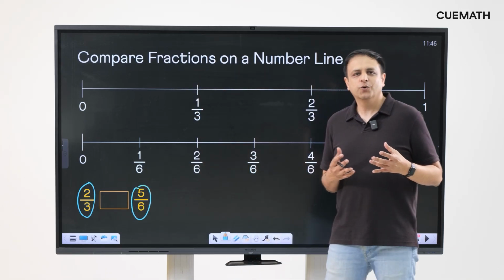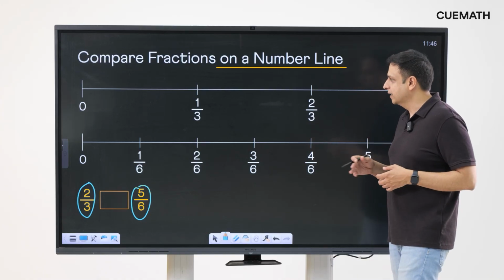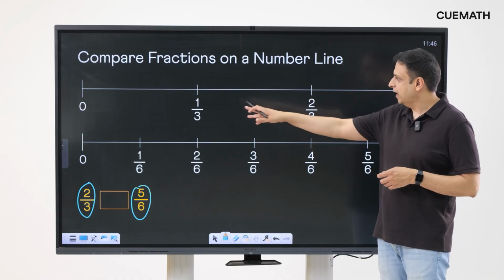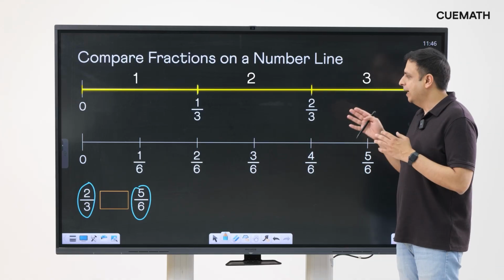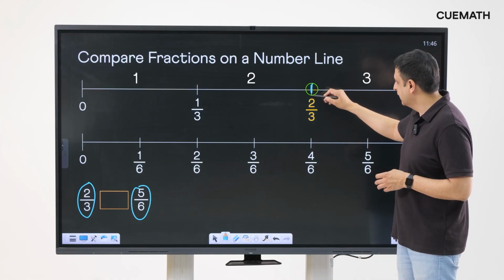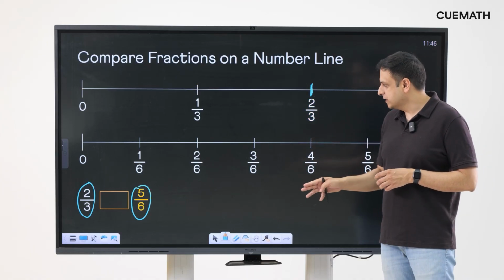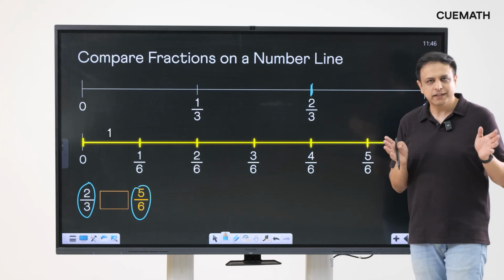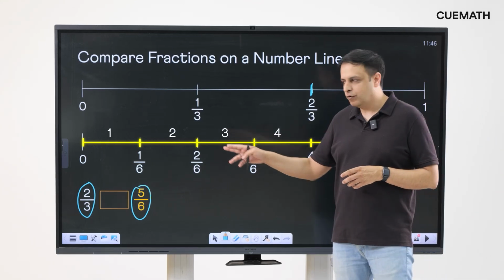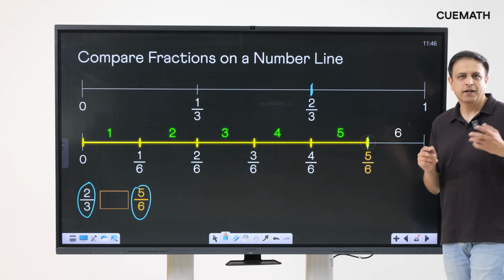One easy way to do that is to plot both of these fractions on a number line. So in this first picture we have the unit interval from 0 to 1 divided into 3 equal parts, and therefore 2 over 3 will be this point over here, that's 2 parts away. And then for 5 over 6 we have this number line here, 0 to 1 divided into 6 equal parts, and we need 5 over 6, so we count 5 parts, and this point over here then becomes 5 over 6.